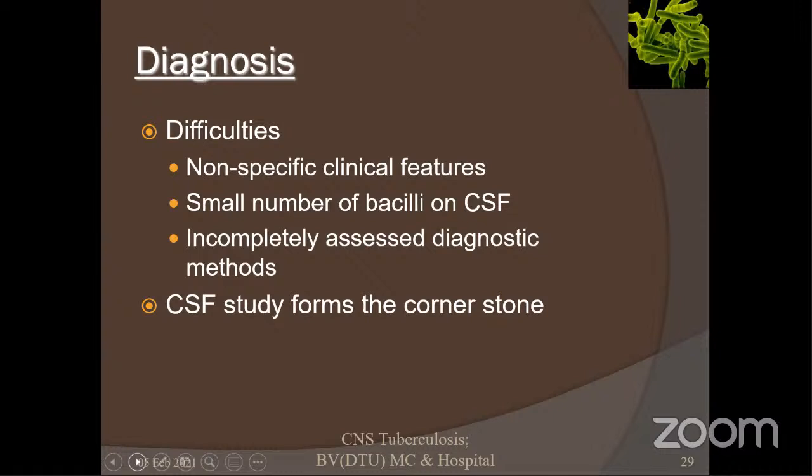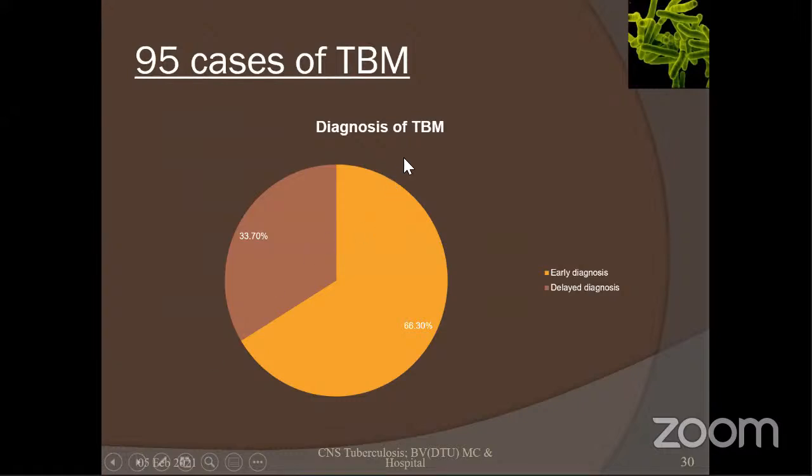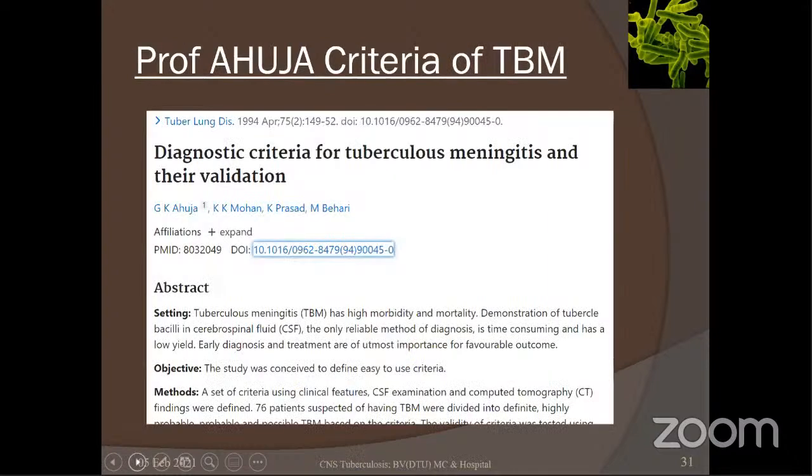methods, and CSF forms the cornerstone, but we often get confused with the CSF first. So in our case, early diagnosis of TBM could be in about 66%, and delayed diagnosis is about 33.7%, because if we delay the diagnosis, complications will be more. Professor Ahuja's diagnostic criteria were published in Tubercle and Lung Disease in 1994 from All India Institute of Medical Sciences, which are the first diagnostic criteria that have come in India.